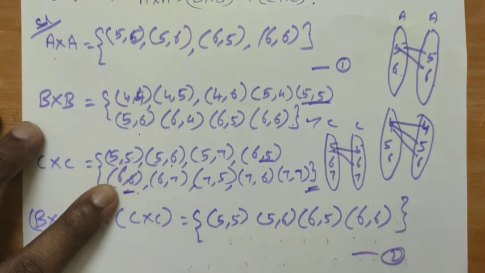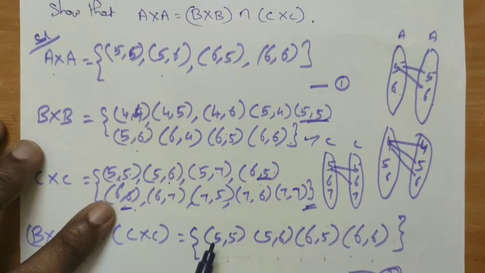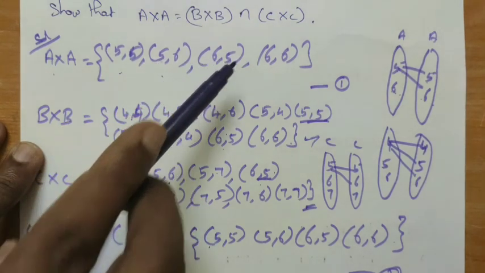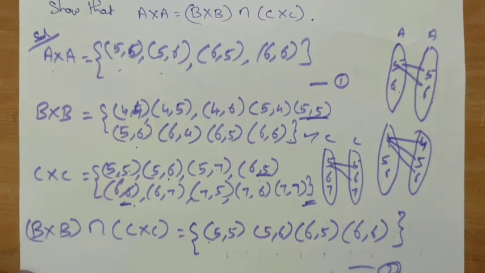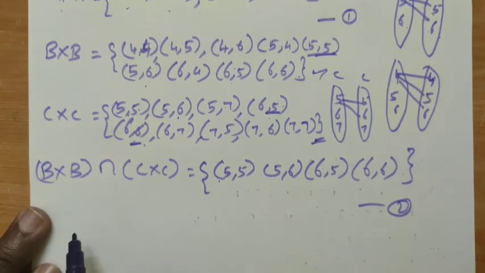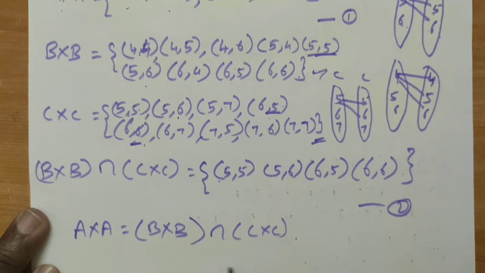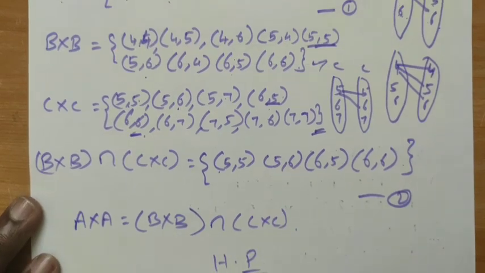So now I take equation number 2. Now compare the first and second equations: (5, 5), (5, 6), (6, 5) and (6, 6). So the first and second equations are equal. By that condition, A cross A is equal to B cross B intersection C cross C, hence proved. Thank you, students.